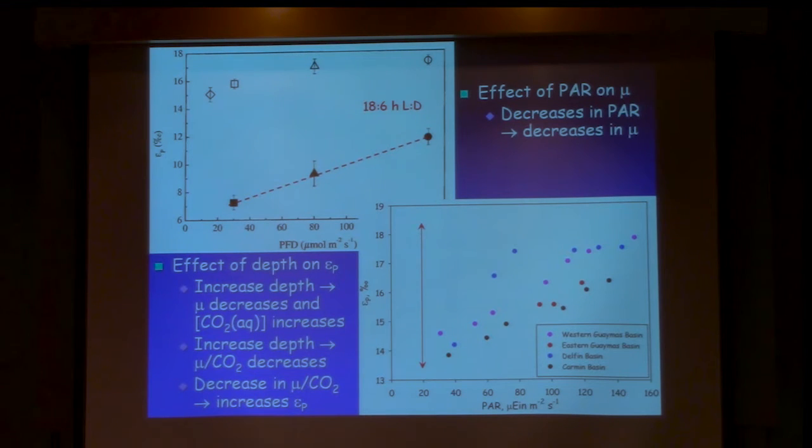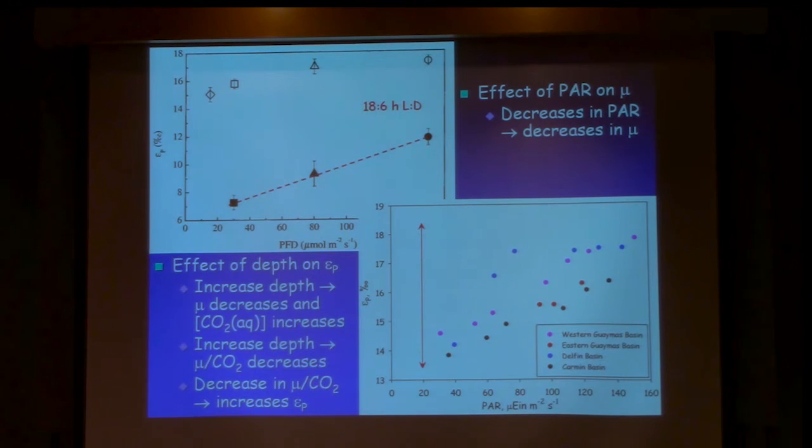So what we see is about 3.5 per mil variation from about 20 to 160 micro Einstein, same as micromole per meter squared per second. So the effect of light on growth: we know that if you diminish light, you diminish the growth rate. So in essence, what we're looking at is depth here.